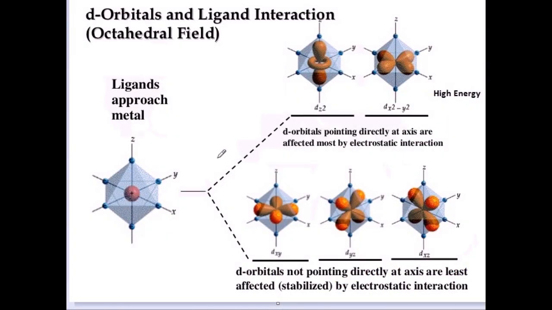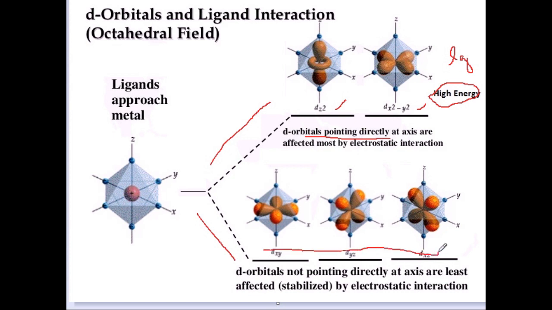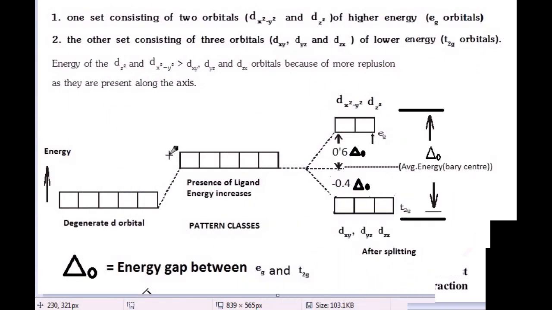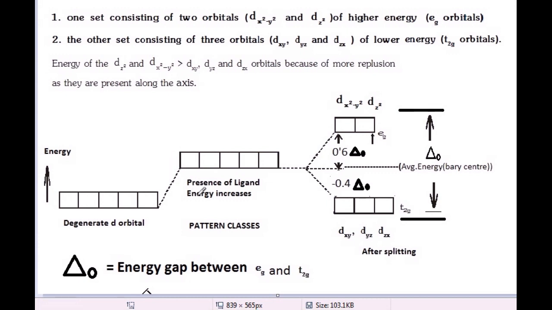The ligand approaches the d electrons. As we can see, the ligand approaches dz square and dx square minus y square. They are directly pointing to the axis. Because there will be high repulsion, it is considered as high energy. Right. Similarly, the ligand approaches dxy, dyz and dzx. As these electrons are not pointing directly to the axis, there will be less repulsion, so it is considered as low energy.